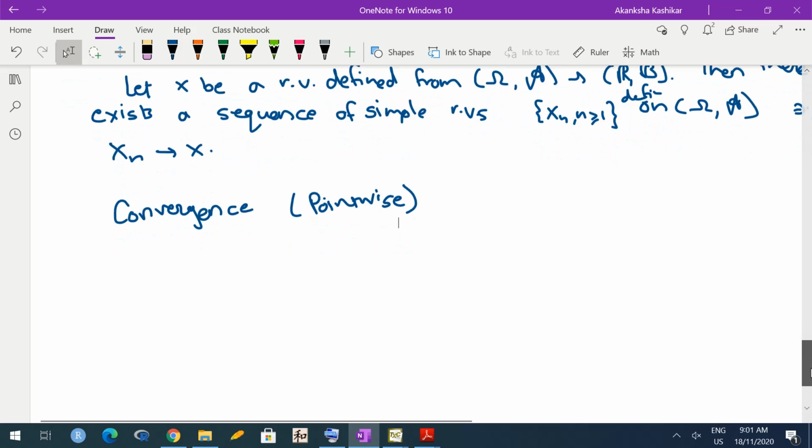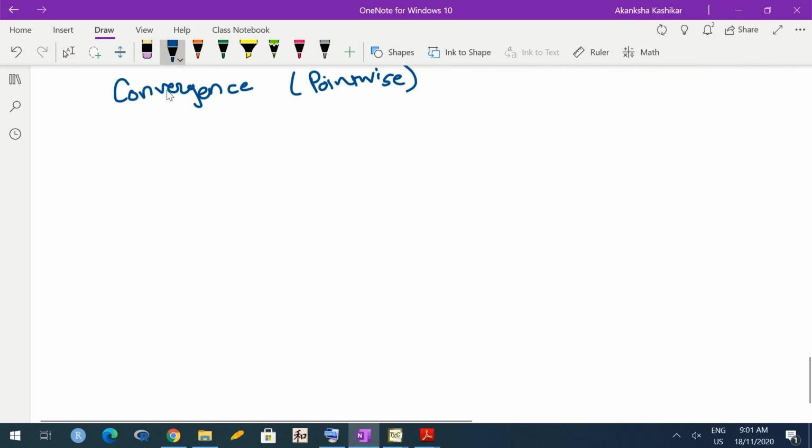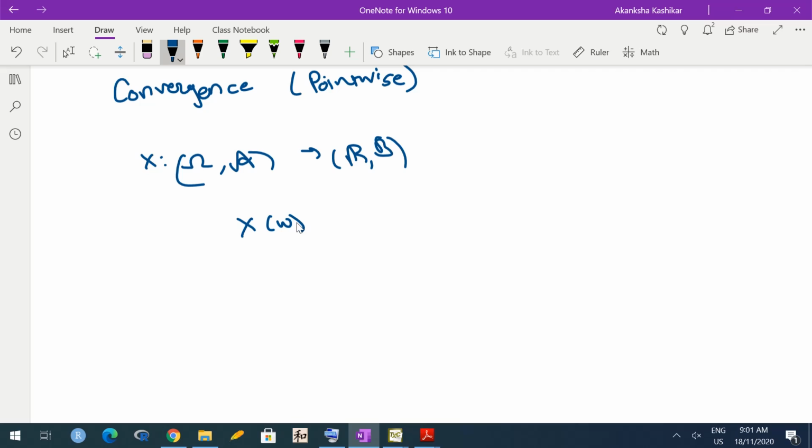So what do I mean by point-wise convergence? Let us again go to the definition of random variable. So you define a random variable from omega script a to r script b. So any random variable first is a function from omega to r, right? And now we want a sequence of random variables. So what I am going to have is x1. For the sake of convenience, let us assume that capital Omega consists of only k elements, omega 1, omega 2 up to omega k.